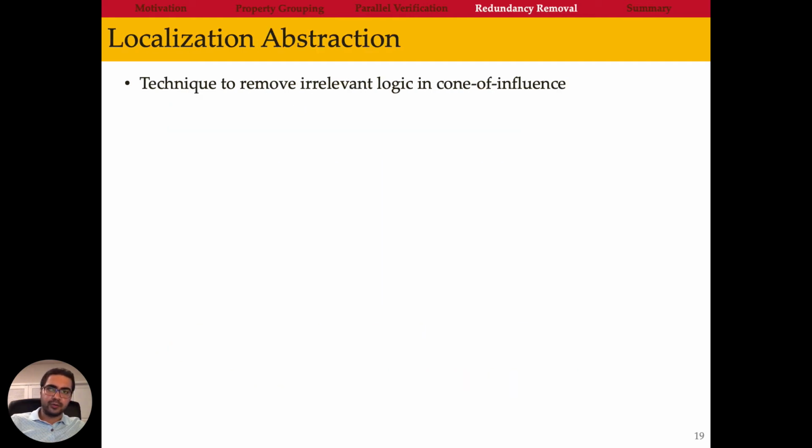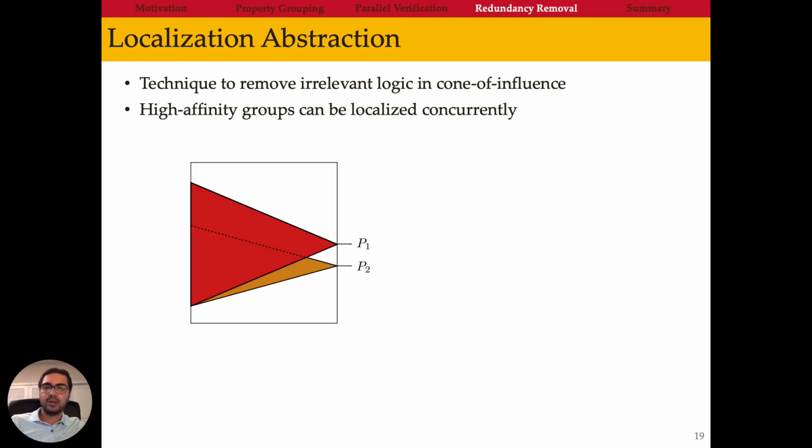To give you an overview of localization abstraction, localization abstraction is the process to remove irrelevant logic in the cone of influence of a property, that is, the part of the logic not required to prove or falsify a particular property. Property grouping enables concurrent localization of high-affinity properties without risking vastly disjoint cone of influence logic that may be difficult to prove. Given two properties, P1 and P2 in a high-affinity group, localization learns the abstract design information required to prove the two properties.